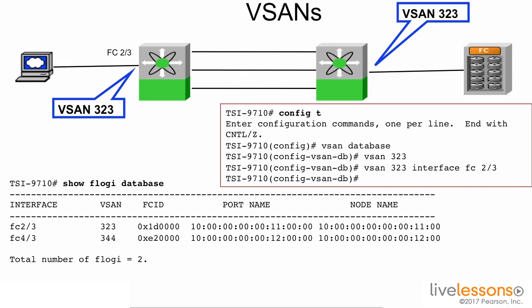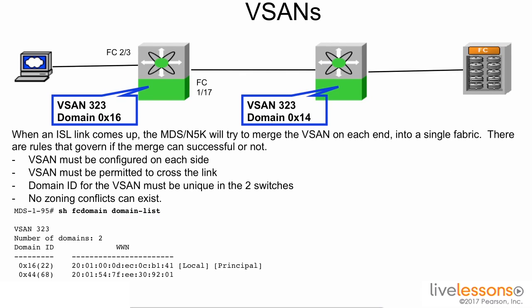Now if I go in and show my FLOGI database, or my fabric login database, I can see that port 2/3 is logged in on VSAN 323. I can also link multiple switches together and trunk or ISL those switches together, which is basically trunking your VSANs from one switch to another and creating a single fabric from end to end.